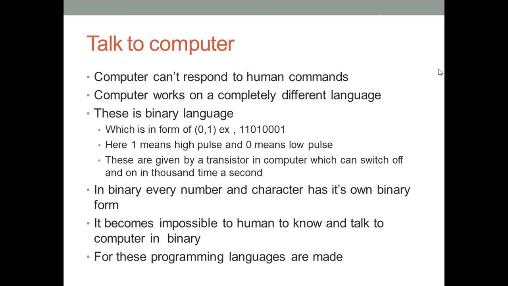And in the binary language, every number, every character has its own form. So if you want to print 1, you need to print 0 1. If you want to print 0, it is 0 0. If you want to print 7, it is 0 1 1 1.